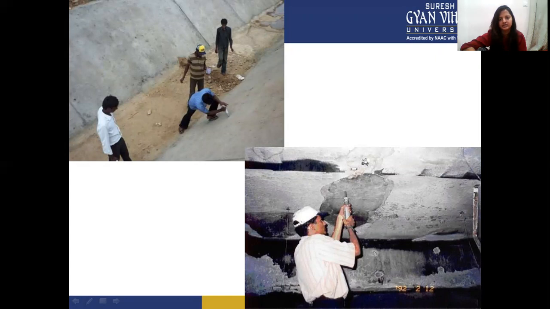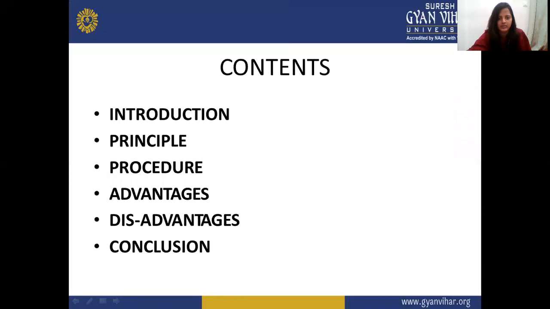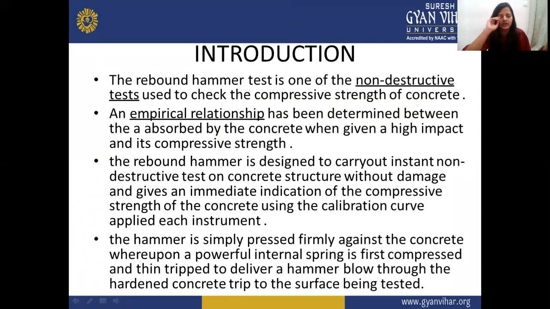The best part about this equipment is it can be used in any direction. It can be tested in a horizontal direction. It can be done in a vertical direction as well. But the only requirement is that the device is placed at 90 degrees to the surface, which needs to be measured. So these are some of the contents. So with the rebound hammer, let's go for the introduction.